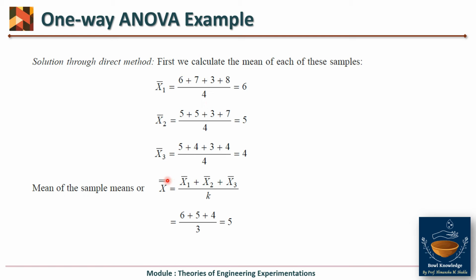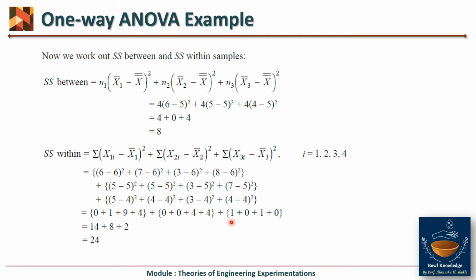Now we will find the mean of means, that is the grand mean, the average of averages. So these are the averages. It is 6 plus 5 plus 4 divided by the number of samples. What is K? K here is 3. So this is my grand mean, which is 5. Now proceeding further, we will calculate SS between and SS within.